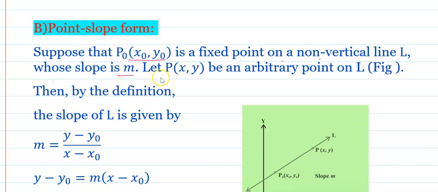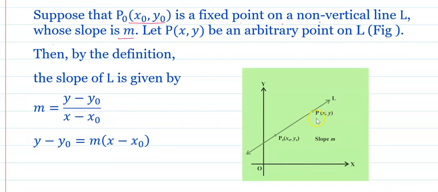Then we say that P(x, y) is an arbitrary point on L. It means any point on that line. We know this point, we know the slope of that line. Then what is the equation of that line? Suppose I want to find out the slope of this line. What is the slope of any line when we know 2 points of that line? That is the difference of y coordinates upon difference of x coordinates. It means m = (y - y0)/(x - x0).